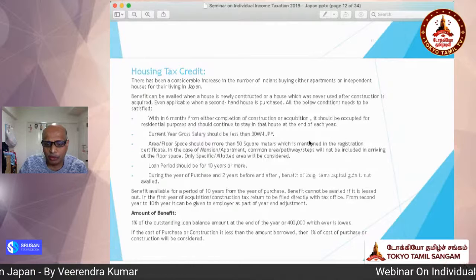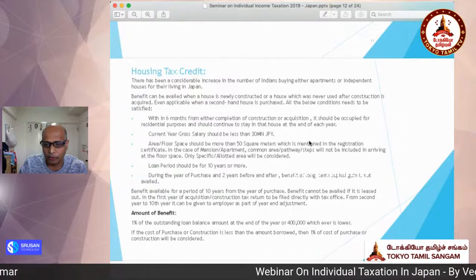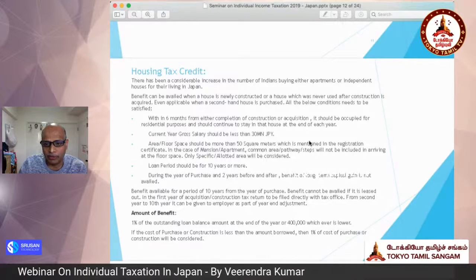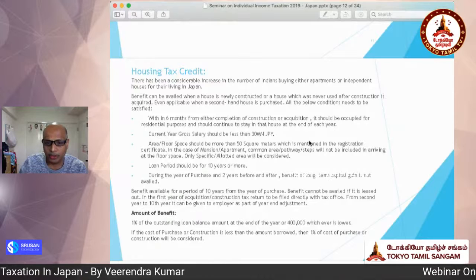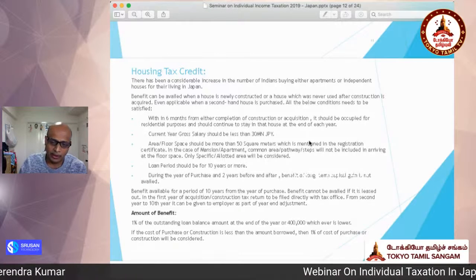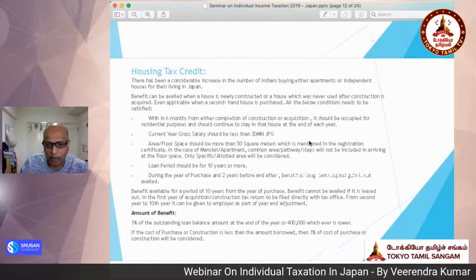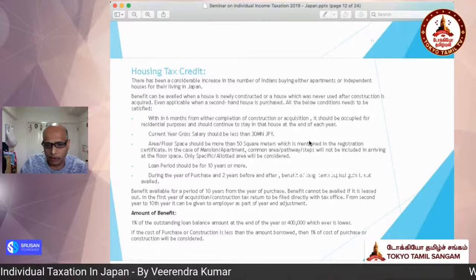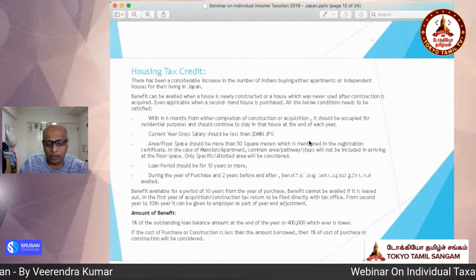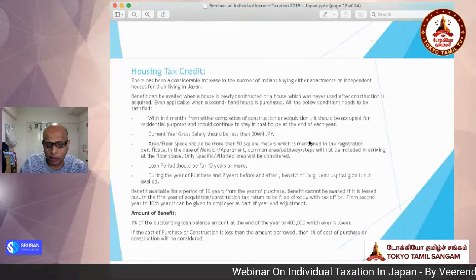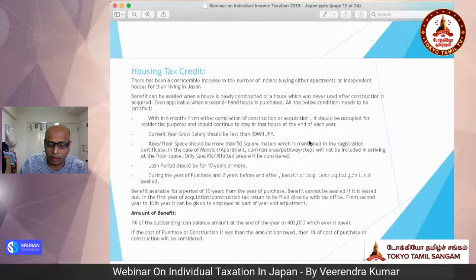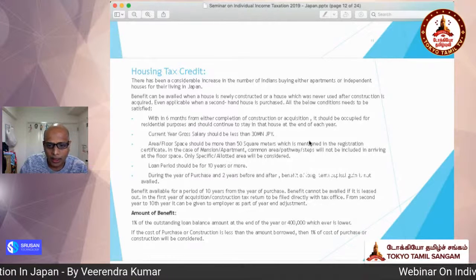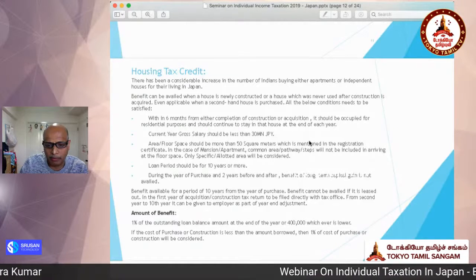First condition is that you should be staying in that house at the end of each year, and you should occupy this property within 6 months of the completion of construction or acquisition, and your gross salary should not be more than 30 million JPY, and the area of the house should be 50 square meters and above, and the loan period should be for 10 years or more, and during the year of purchase and 2 years before and after, you should not have taken the benefit of long term capital gain, and this benefit is available for a period of 10 years from the year of purchase.